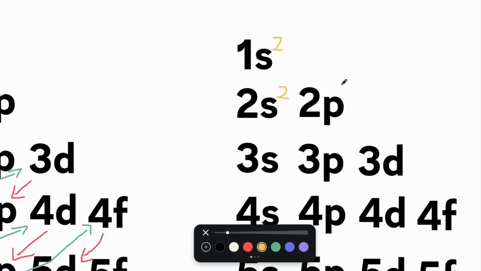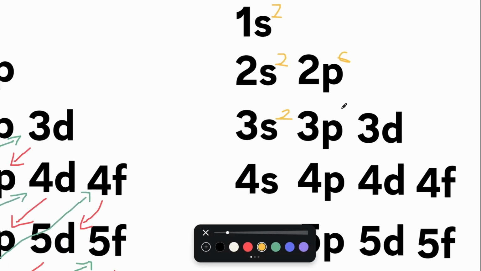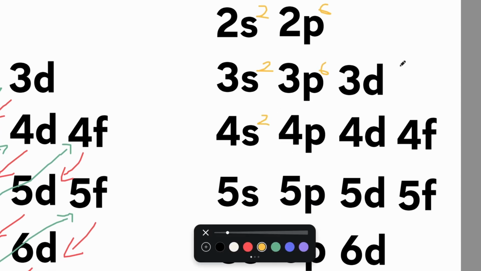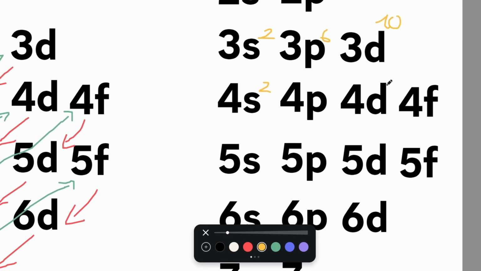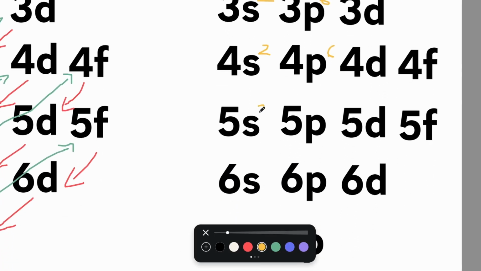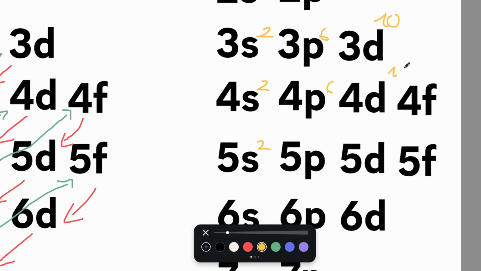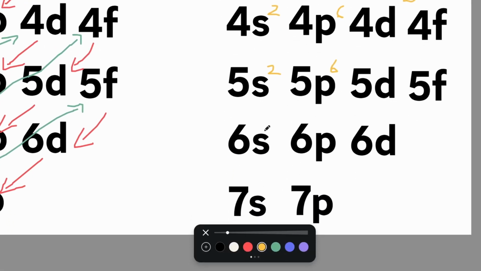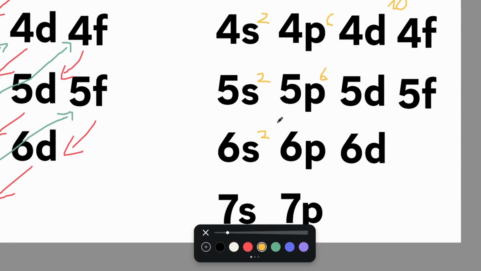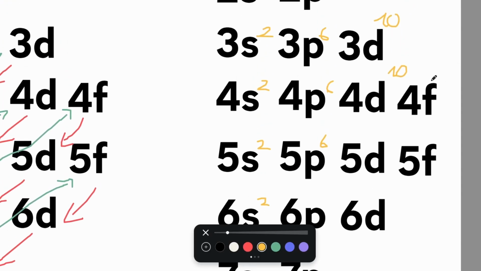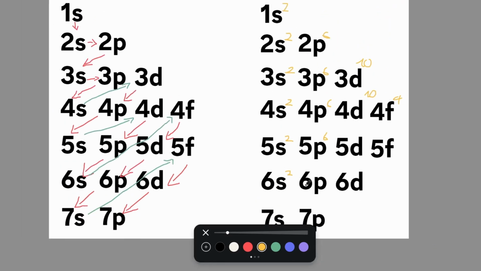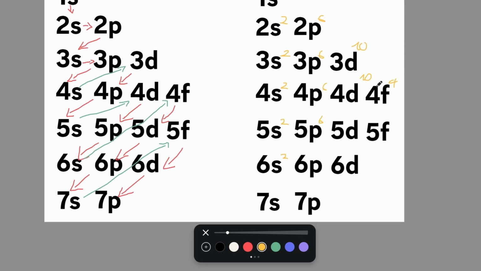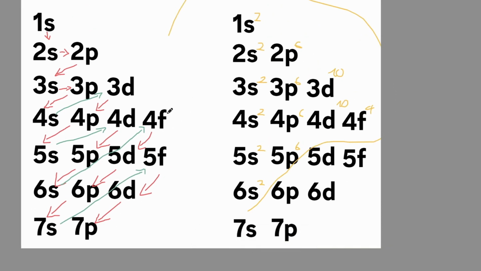So 2, 4, 10, 12, and then 18 down here, 20 up here again, 30, 36, 38, 48, 54, oh my god, 56, and then this one you would only fill in 4 because you only have 60 for that neutral atom. And yes, this would be the whole entire electron configuration.